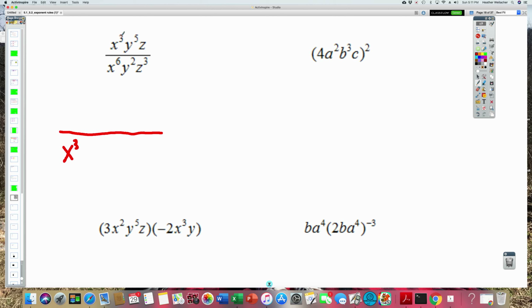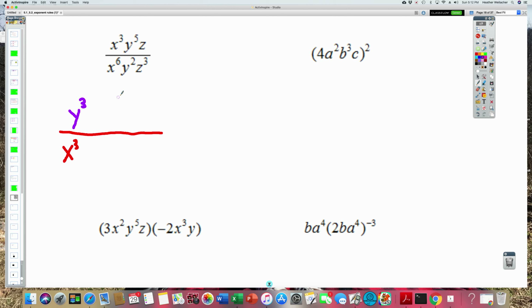So another way to think about that would be to subtract the exponents. If you subtract 3 minus 6, that would give you x to the negative 3, which I would then have to move to the denominator like I did. So the next thing I'm going to do is simplify the y's. Y to the 5th over y squared, which means I'm going to subtract the exponents. It's a quotient. And that would give me y to the 3rd.